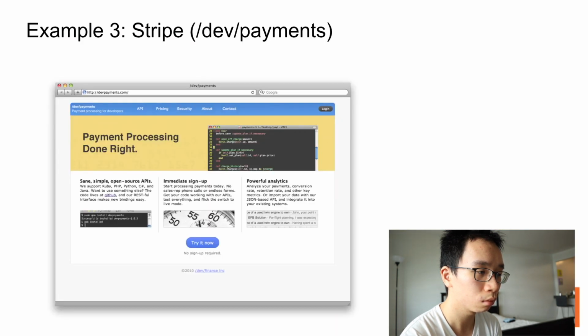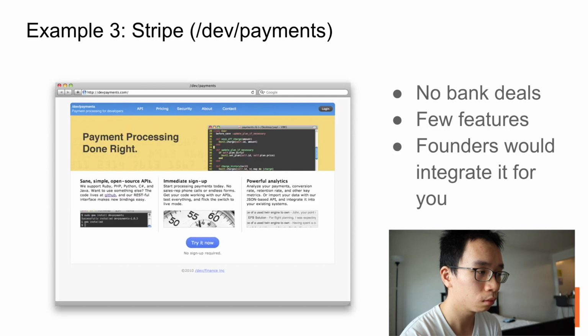Last, Stripe, which wasn't Stripe. It was called /dev/payments, because why not? Let's make a name that's really easy to remember. This was Stripe day one. No bank deals. I won't tell you exactly how they process payments, but it was in a very startup-y way. Almost no features. And even cooler, if you wanted to use Stripe, the Stripe founders would come to your office and integrate it for you. How nice is that? Half because they were just desperate to get anyone to use it, and half because it was a great way to find bugs before the users found bugs.